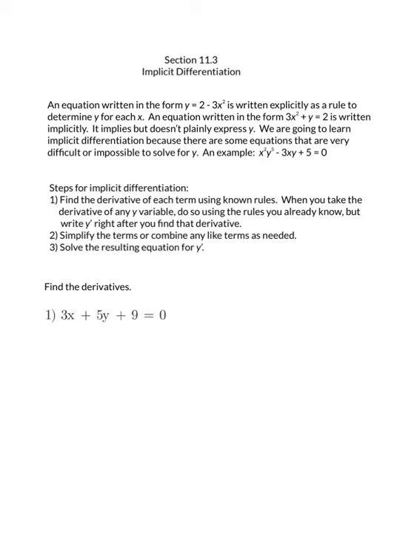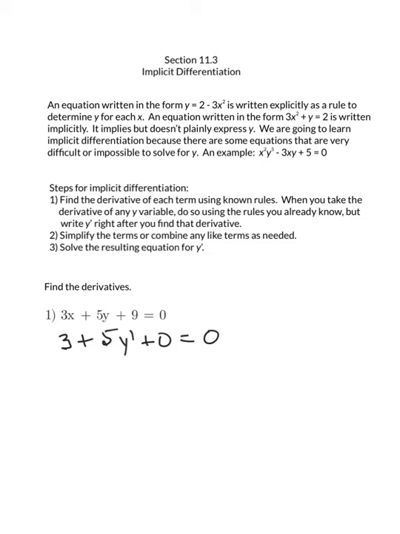So let's start learning how to do implicit differentiation. On our first example, we have the equation 3x plus 5y plus 9 equals 0. So we are going to do the derivative of each item using the rules we already know. Well, the derivative of 3x is going to just be 3. The derivative of 5y will just be 5. But anytime your variable is y, after you do the derivative, you must write y prime. The derivative of 9 is 0, and that equals the derivative of 0, which is also 0.